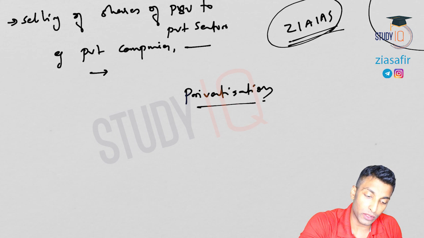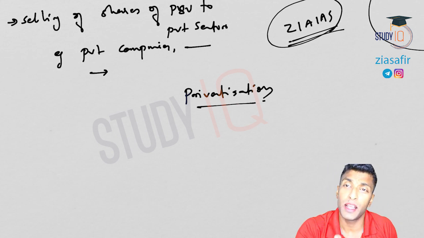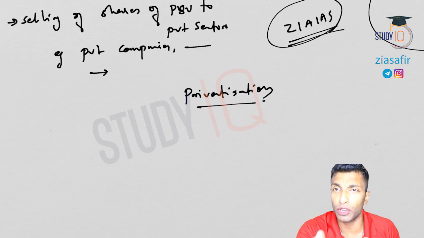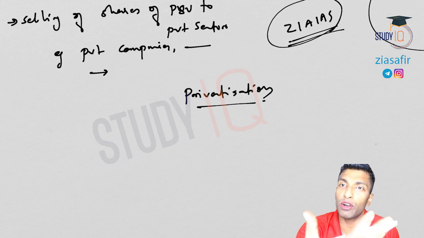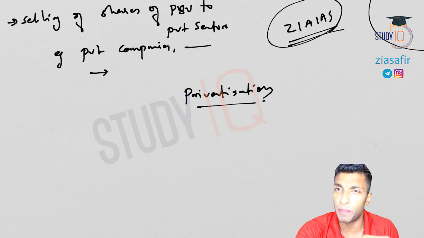Privatization is broader, because when it comes to privatization, more than 50% of the shares will be transferred to private hands. That leads to privatization, or selling of assets. Selling completely leads to privatization. Nationalization we have discussed, that means buying of assets.